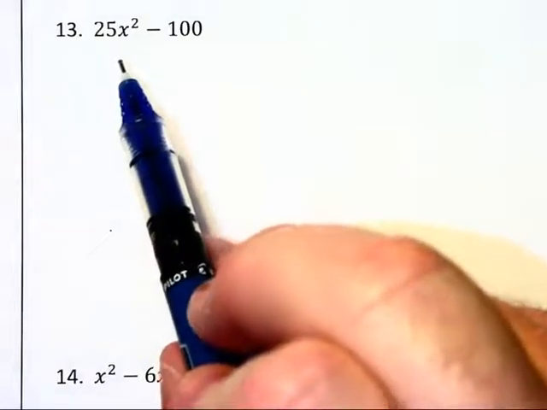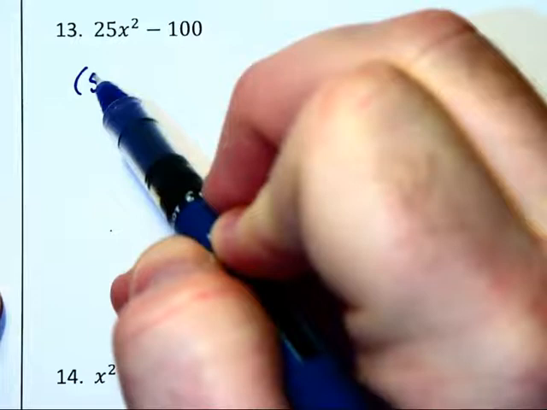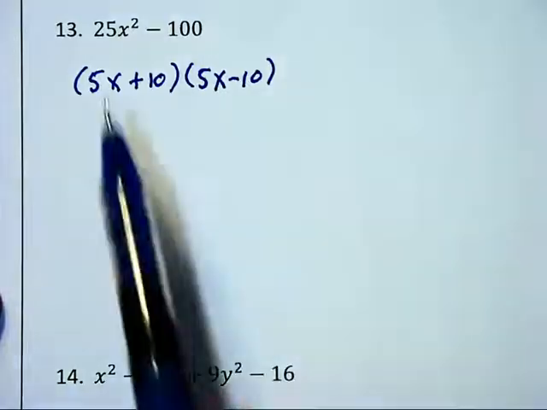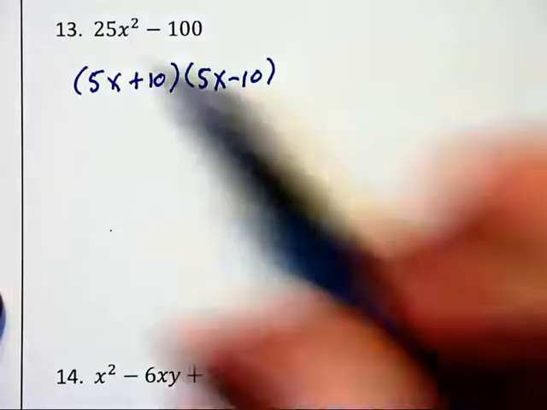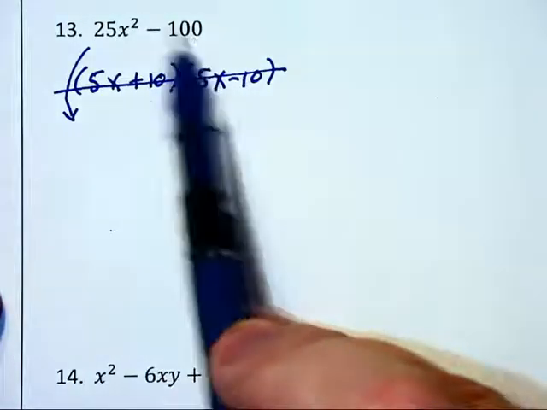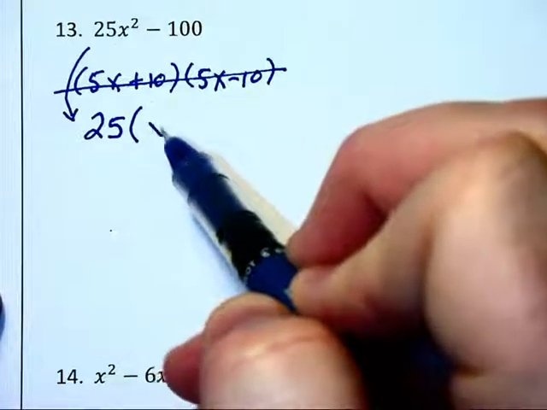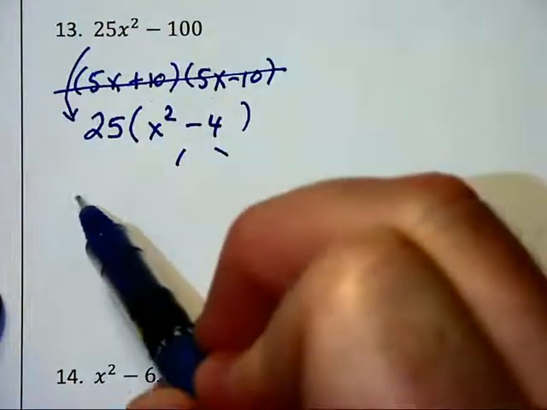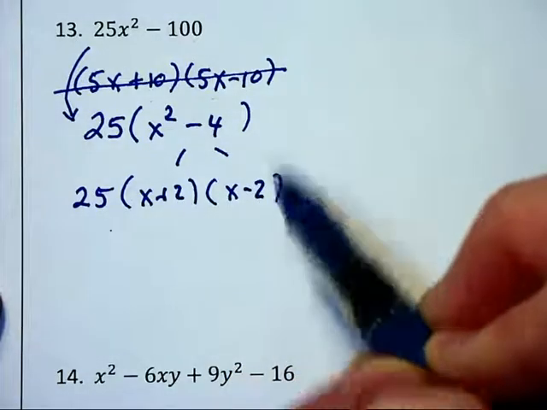Now, in number 13, we tend to make mistakes. What tends to happen is people say, the answer is going to be 5x plus 10 and 5x minus 10. But take a closer look. Notice how there's a common factor in each parenthesis that could have been divided out. You can save yourself a lot of time by going back to the original problem and asking, can I take out a GCF? And the answer is yes. 25 divides out, and we're left with x squared minus 4. Then we've got the difference of two squares that'll break down, and we've got 25 times x plus 2 times x minus 2.